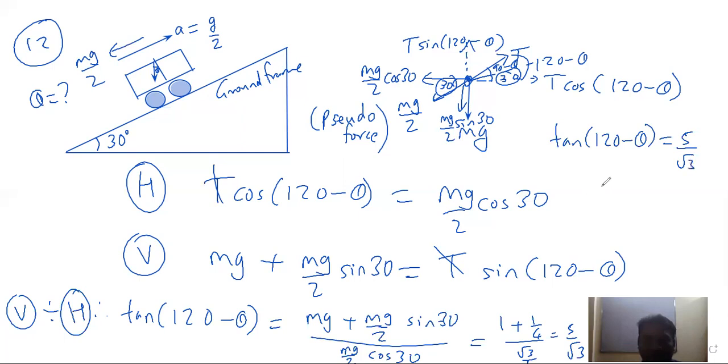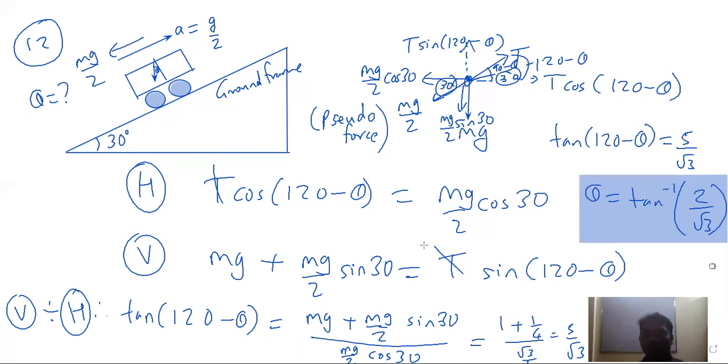So from this we can get the value of theta. It will come out to be tan inverse of 2 by root 3. So the answer to this question is theta, which is tan inverse of 2 by root 3. So this is the final answer to this question. Theta is tan inverse of 2 by root 3. So I hope you understood this question.